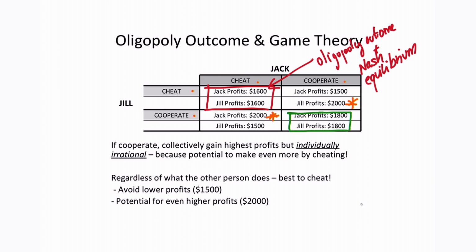What this tells us is that regardless of what the other person does, it is best for Jack to cheat and it is best for Jill to cheat. And this will be the oligopoly outcome. Both of them will fail to cooperate and they will cheat to act in their own self-interest.